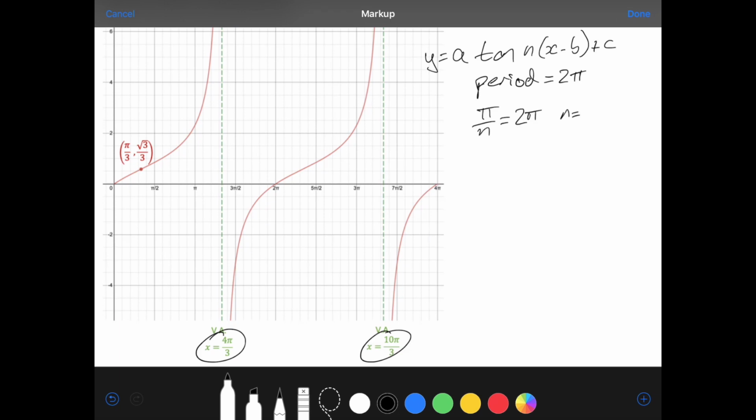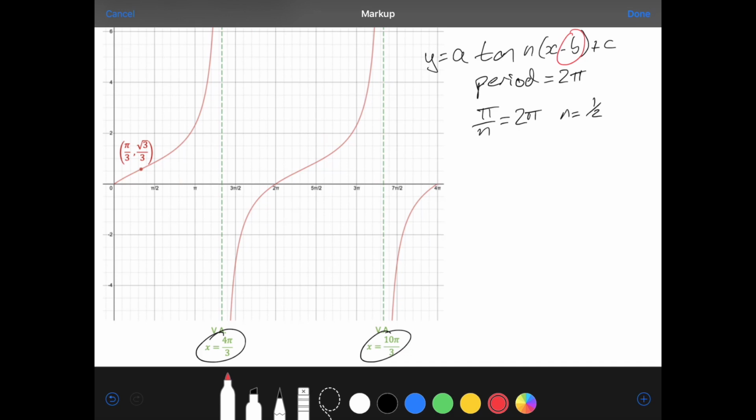Thus, we can very easily work out that n needs to be equal to a half. So if n is a half, what else can we work out? Well, we've got enough information. We know that a and c here are not going to affect our asymptotes at all. So if we just think about what we can do from our asymptotes, we should be able to work out this b value just from the knowledge of our asymptotes as well.